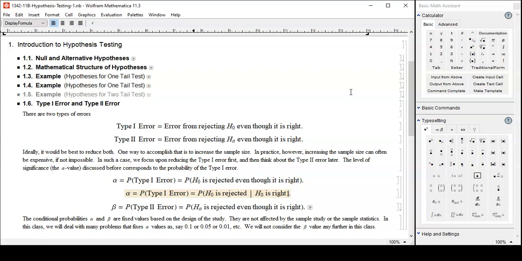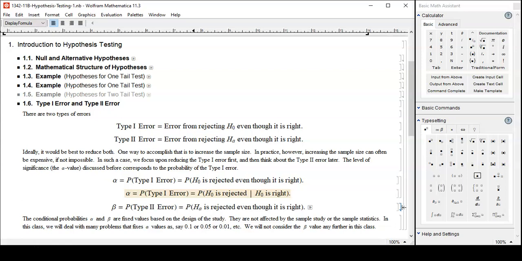So it's kind of like this. In criminal justice system, H0 is not guilty, right? Null is not guilty. So even though the defendant is not guilty, innocent, it was rejected and then HA went for guilty verdict. So we sentence a certain innocent person guilty. That's type 1 error. Pretty bad, isn't it?